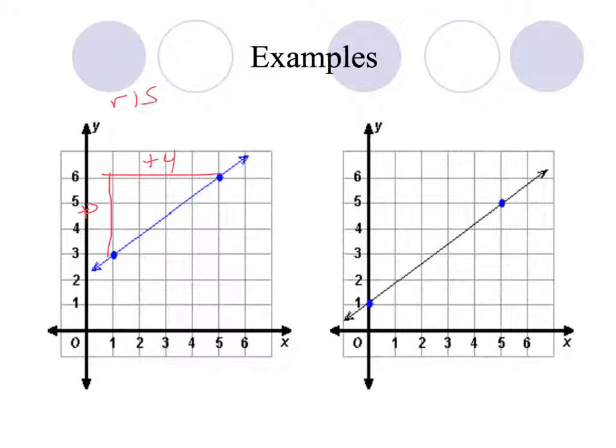So my slope is rise over run. So in this case, that's +3/4, which is 3/4. You would need to reduce this if you could. In this case, we can't.